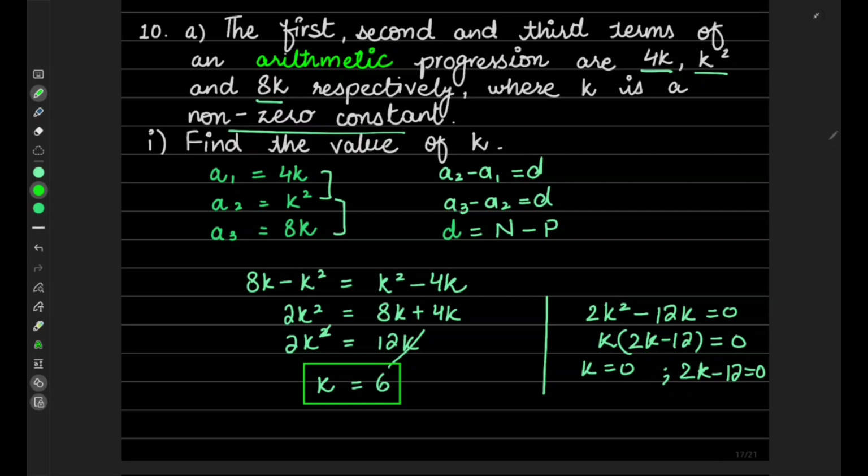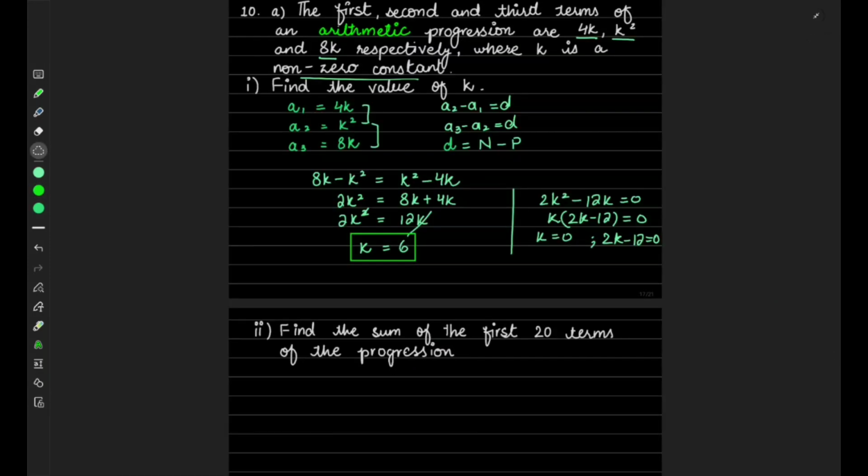Now, let's move on to part B. We have part 2 to this part A as well. Now they say find the sum of the first 20 terms of the progression. So first 20 terms mean we are going to use the formula n over 2 times 2a plus n minus 1 times d. And when we have to find the sum of 20 terms, we'll be substituting 20 in that.